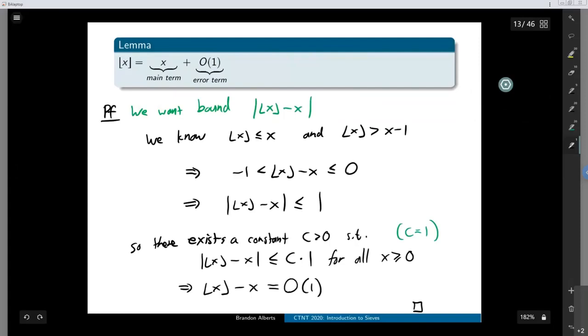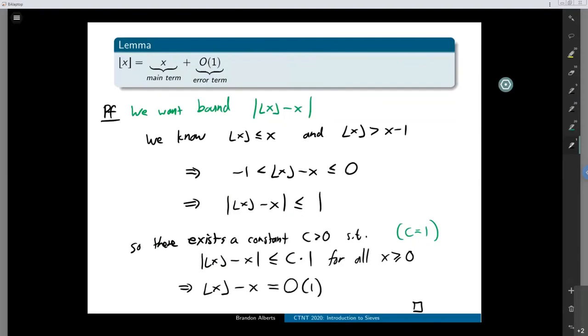So then the last step would be to add the x back over to the other side. So now with this example, we can say more. We know more than just the floor function and x are close together. We know that they're very close. The error is big O of 1. The error is no bigger than a constant.